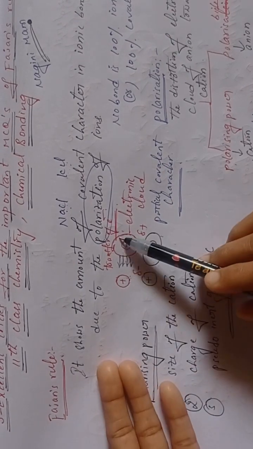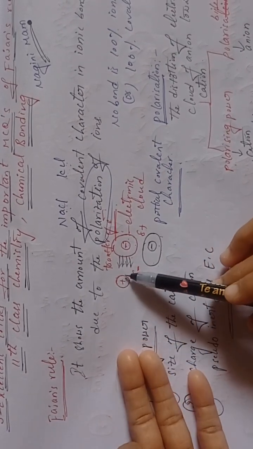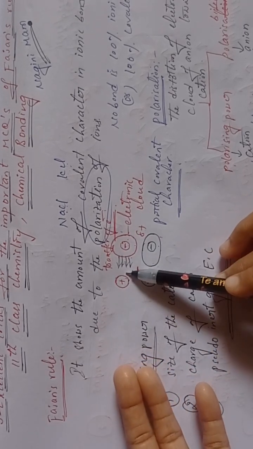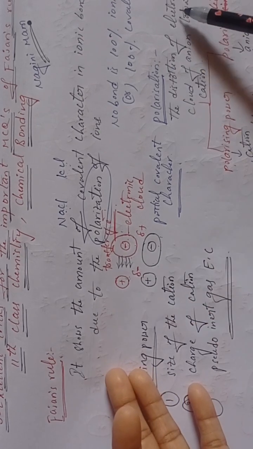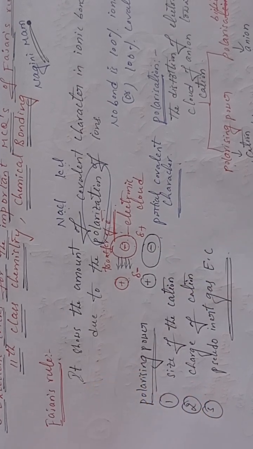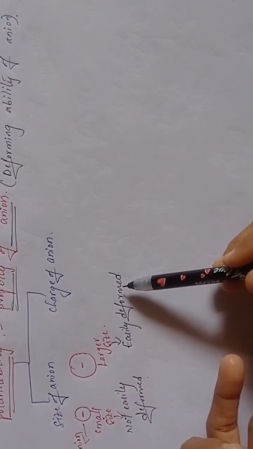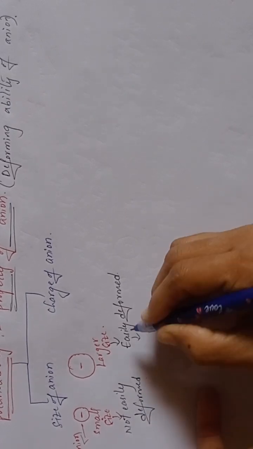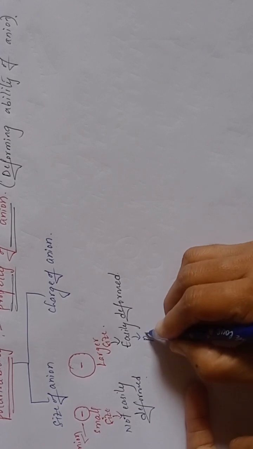But here whenever anion size is more, what happened? Easily deformed. See here, anion size is more, cation size is small. Whenever size is more, these electrons are easily attracted towards the cation. That means we can observe more distortion in the electronic cloud. Here there is a distortion in the electronic cloud. So larger size means what happened? Easily deformed. Easily deformed means what, students? More polarizability.